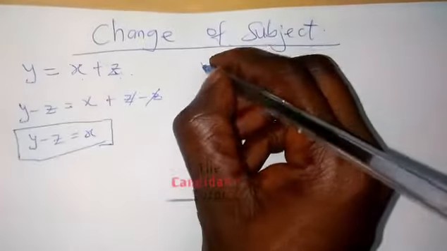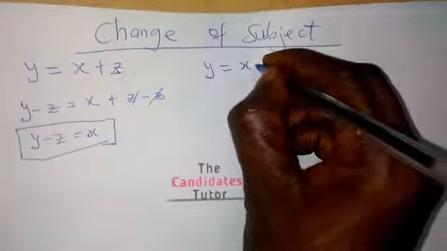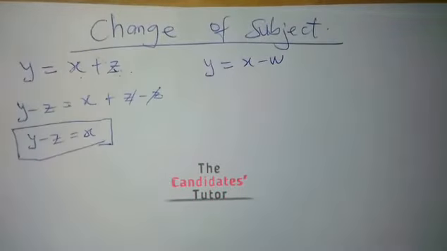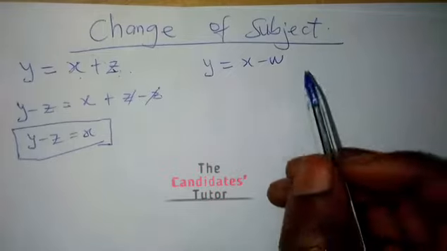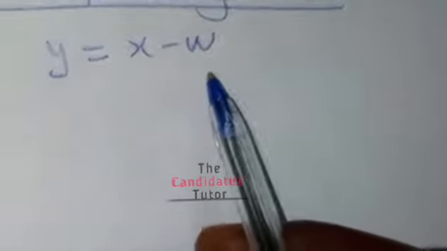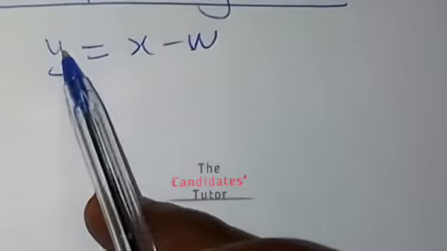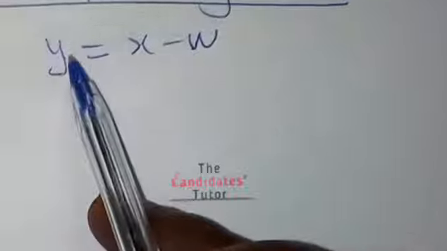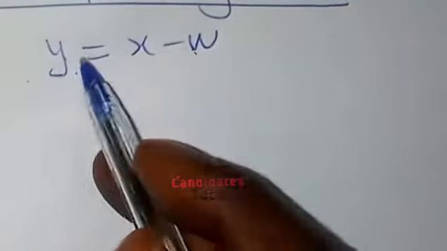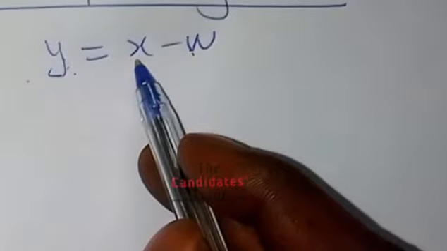Let's say we have y equals x minus w. These questions are very, very basic, so you can pause the video and try them several times to see if you can solve them. Okay, so let's look at the first one. This one, we're going to move w to this side, and you realize that if we move it to this side, you're going to get y plus w is equal to x.